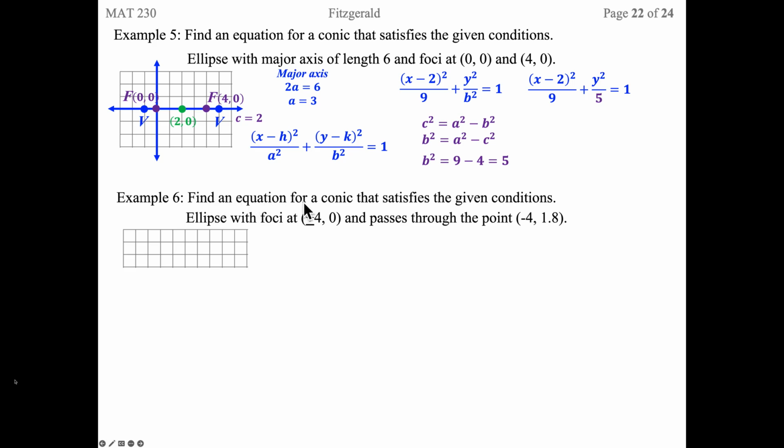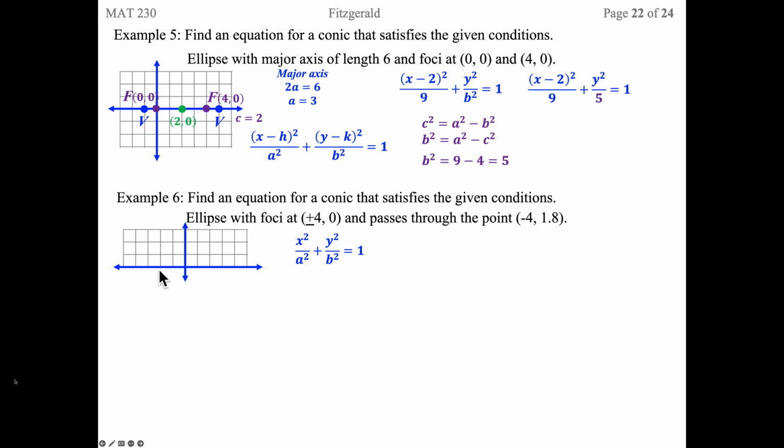Example 6, find the equation of our conic section, the ellipse again. Make a graph. We're going to have plus or minus 4 comma 0. So because I see plus or minus 4, I know I'm counting left and right with my foci, so my a squared is underneath my x squared. And it passes through the point negative 4 comma 1.8.